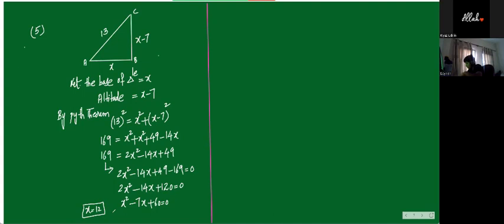You're getting x is equal to 12 and minus 5, but minus 5 we should not consider. X is equal to 12 is the base. Then automatically 12 minus 7 means the perpendicular side becomes 5. So the sides are 12 and 5. Yes. Now next, move to question number 6.